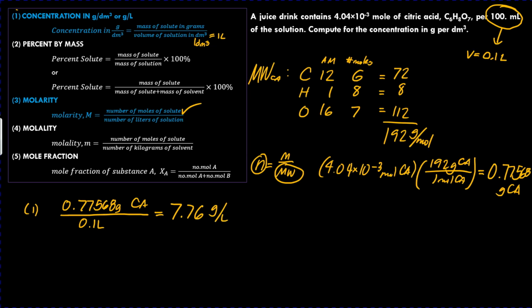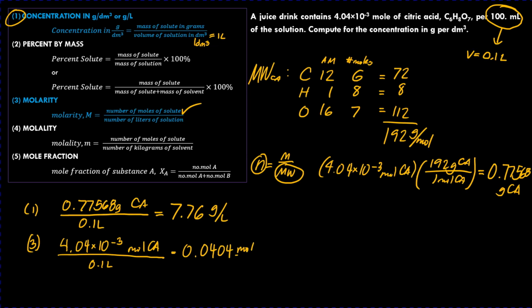Alright, so we have number 1 now. How about number 3, molarity? To obtain molarity, we already have moles here. So moles per liter, moles of citric acid per liter of solution. Or you can also write it this way, 0.0404 capital M of citric acid. Alright, so this is the answer, number 1. This is the answer, number 3.